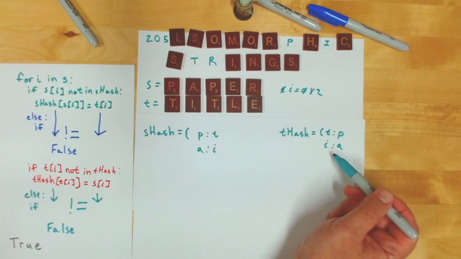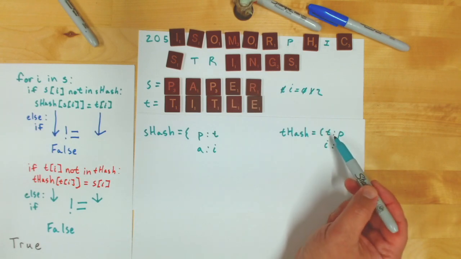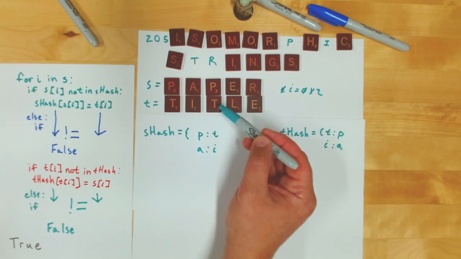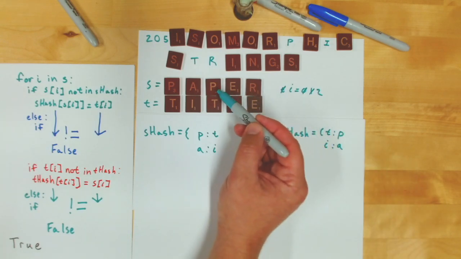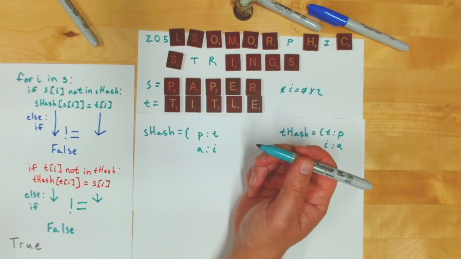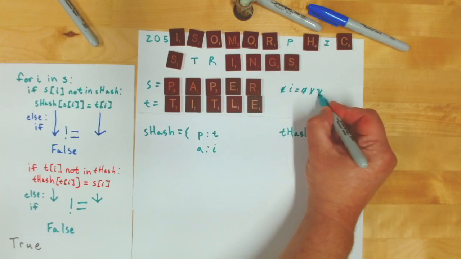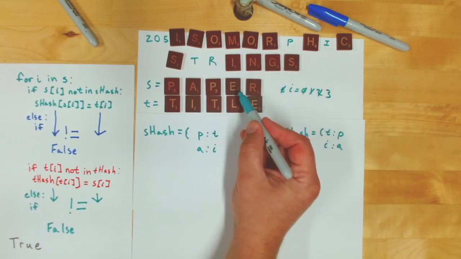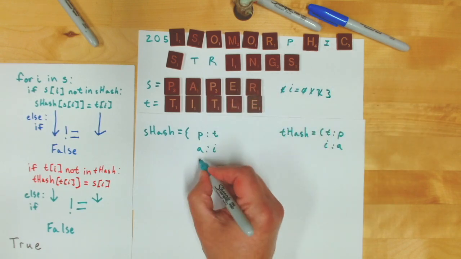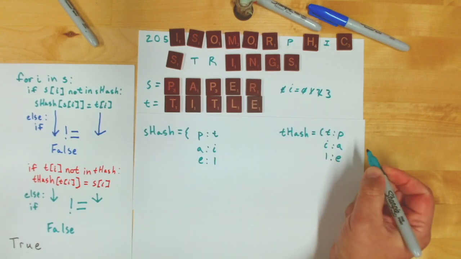But now we need to check the reverse. Is that also true? So T hash at T at index I, which is T, maps to P, which is S at index I. It feels excessive, but once again, I'll show you in the IDE why it is important to be checking both ways. Now we're in index 3. There's no entry yet, so we'll map E to L and L to E.